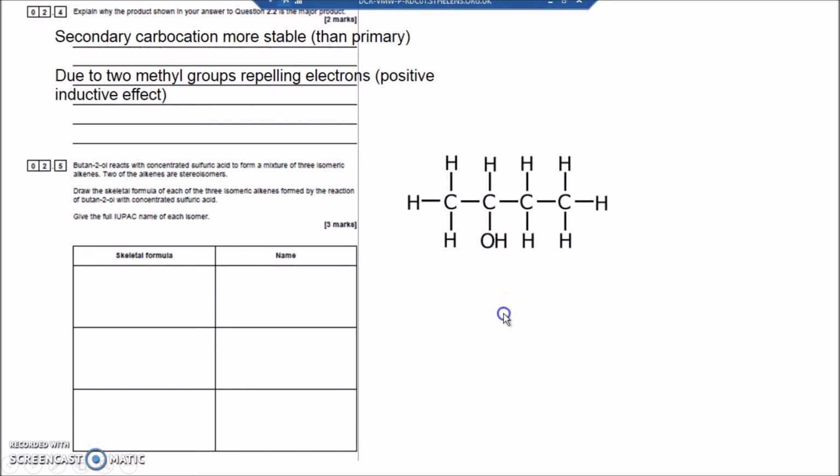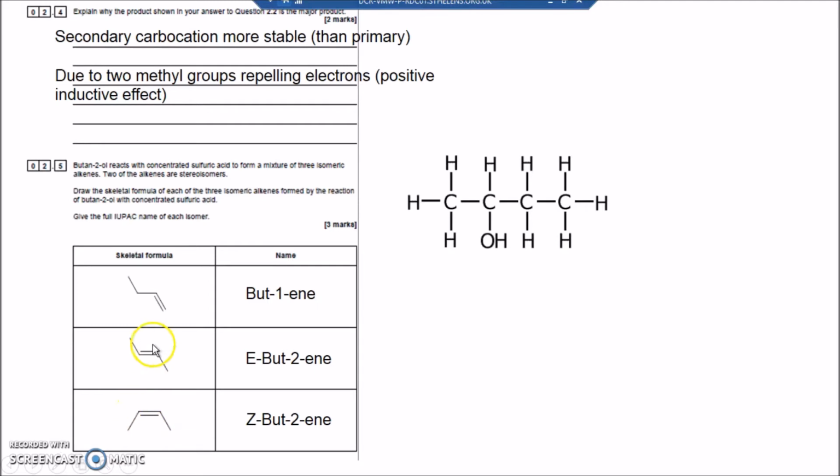So let's have a look at the skeletal formulas. So I could have but-1-ene, where the double bond is in between carbon number 1 and carbon number 2. I could have but-2-ene, and I'm going to have two forms of that. I could have E-but-2-ene, and I could have Z-but-2-ene. So E, there's the double bond, and here's the methyl group 1 on one side and 1 on the other, and here is Z-but-2-ene with the two methyl groups going down on the same side.